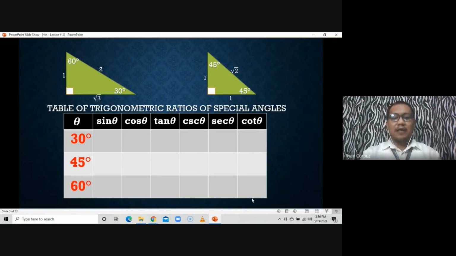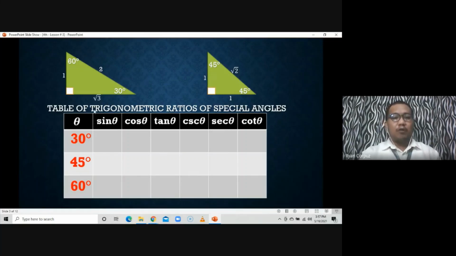So now let's start completing the table of trigonometric ratios of special angles. Let's start with 30 degrees. For sine 30 degrees, since we are given a measure of an angle, we are going to replace this theta here with the measure of the angle. So you are going to look at this angle, 30 degrees. What is the trigonometric ratio of sine? Sine is opposite over hypotenuse.